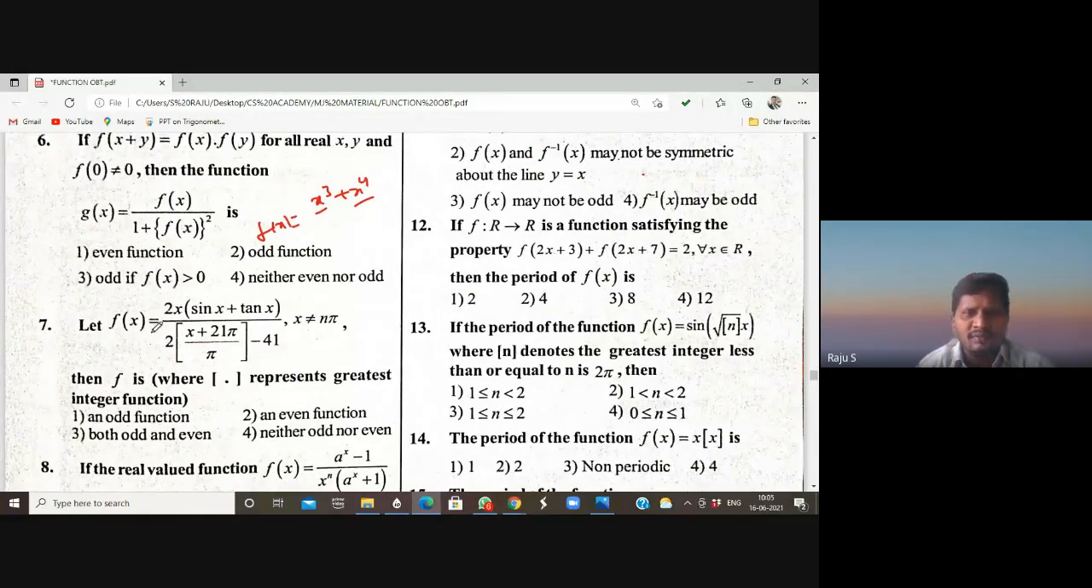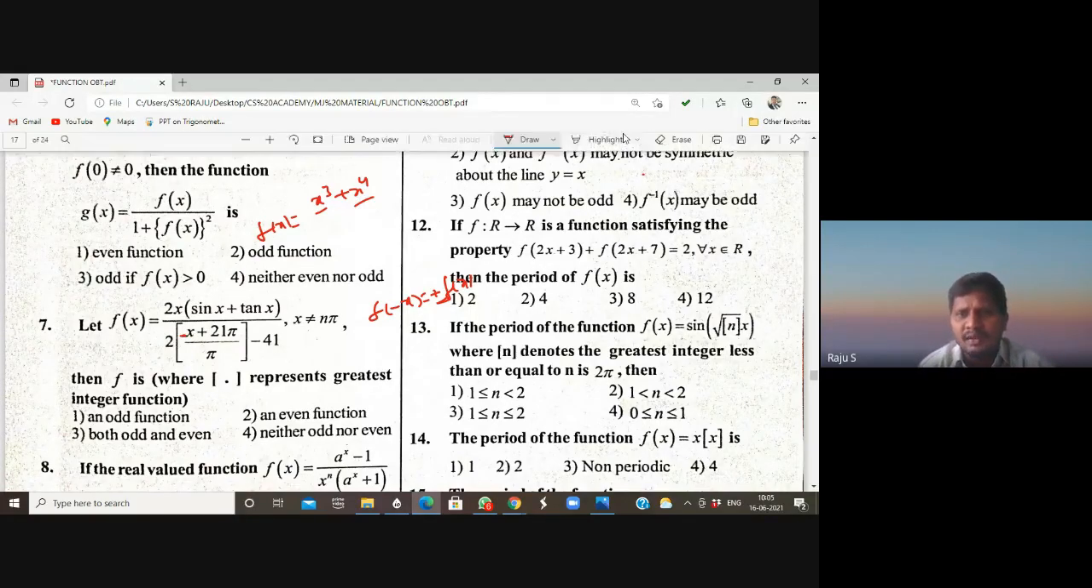So here, for the given function, we need to check whether it is odd or even. For that, what to do? Just replace x by minus x. We have to find the f of minus x value. We will get either plus f of x or minus f of x. If we get plus f of x, then even. Minus f of x, odd. That we know very well, right? Before that, if we replace x by minus x in the greatest integer function, is it equal to minus of that value or plus? We can't say.